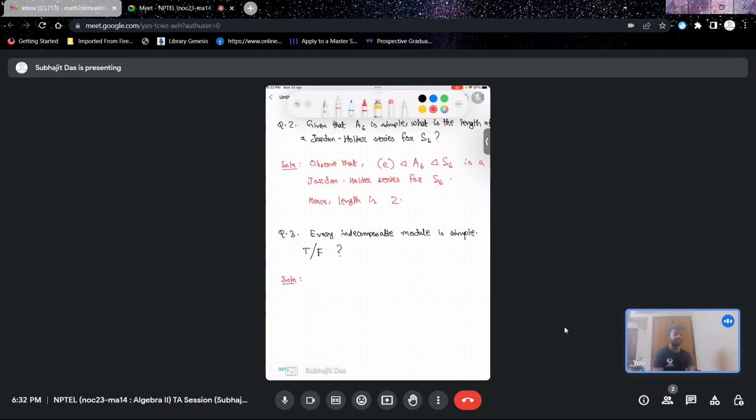So the question is saying whether every indecomposable module is simple or not. So can you think of, is this true or is this false? That is the question.